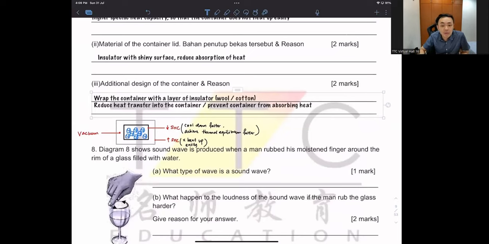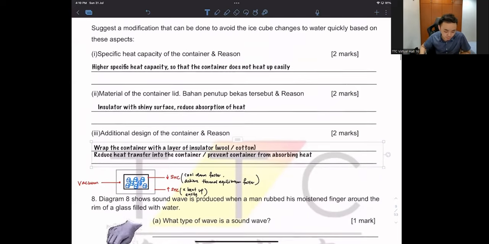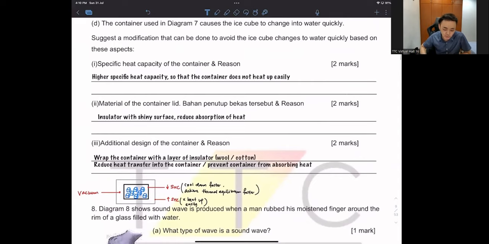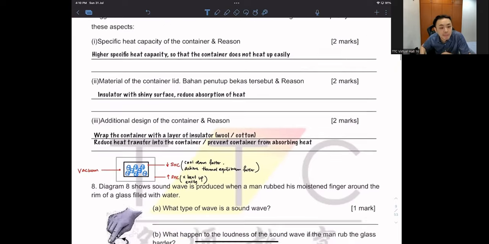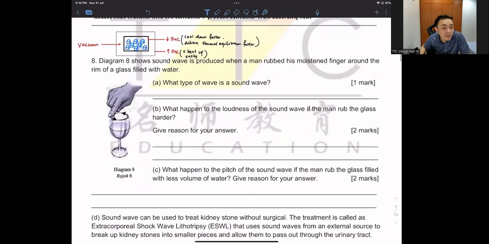Should have handles. Not exactly a helping part though, because what they want is to avoid ice from melting. So you say handle, then it's a design for you to make yourself convenient, but they don't reduce the heat loss of the laptop. So not recommended.